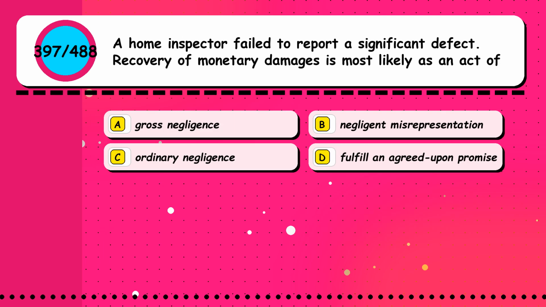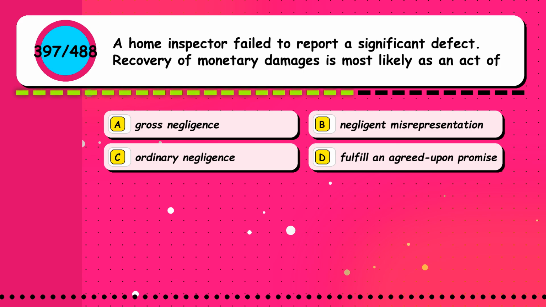Question 397. A home inspector failed to report a significant defect. Recovery of monetary damages is most likely as an act of: Option A. Gross negligence. Option B. Negligent misrepresentation. Option C. Ordinary negligence. Option D. Fulfill an agreed-upon promise.